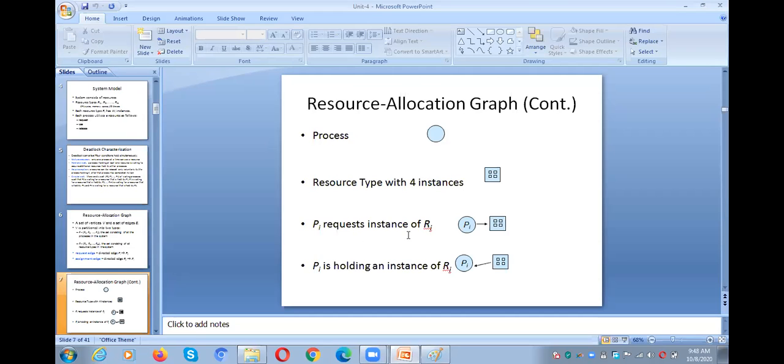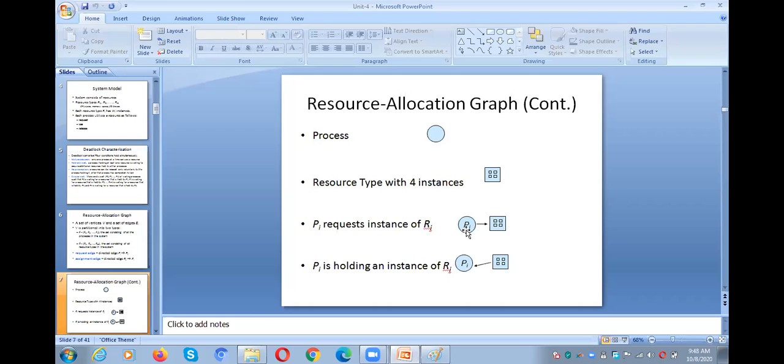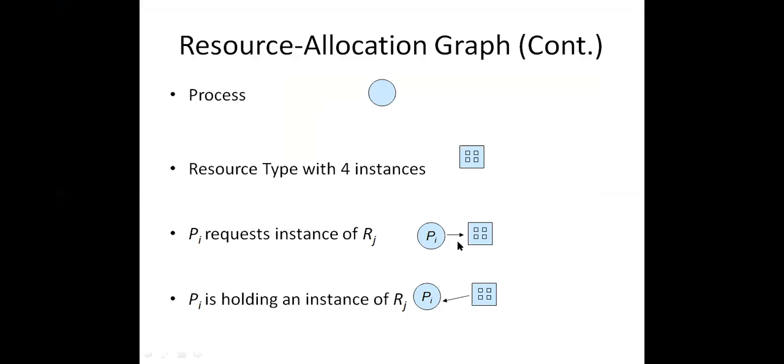And then what is a request edge? What is an assignment edge? I already told you there are two types of edges: request edge and assignment edge. Requesting means P1 is requesting for something. P1 is a process and this is a resource, right? P1 is requesting, so the arrow mark should be from process to resource. That means the process is requesting for a resource. So this type of edge is called a request edge.